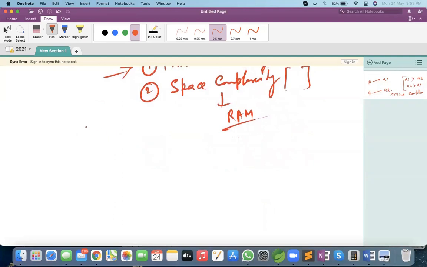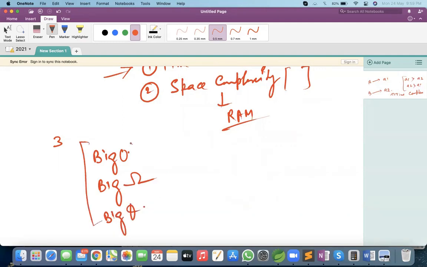Now, how can we measure time complexity? We have three ways or three units, you can say. One is called big O notation. Second one is called big omega notation, and third one is called big theta notation. Okay, in these three notations we can determine the time complexity. Okay, now let's see one by one.